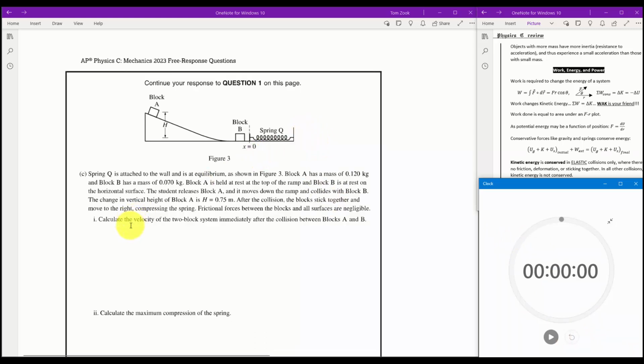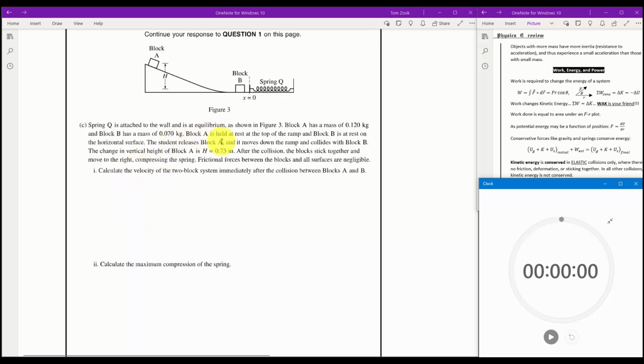Part C says spring Q is attached to the wall, at equilibrium. As shown, block A has a mass of 0.12 kilograms and block B has a mass of 0.07. It's held at rest at the top of the ramp and its horizontal surface. The student releases block A and it moves down the ramp and collides with block B. The change in vertical height of block A is 0.75, so conservation of energy is used to figure out what's going on there. Going downhill is going to be COE, and then it's going to hit block B, so that's going to be a collision.